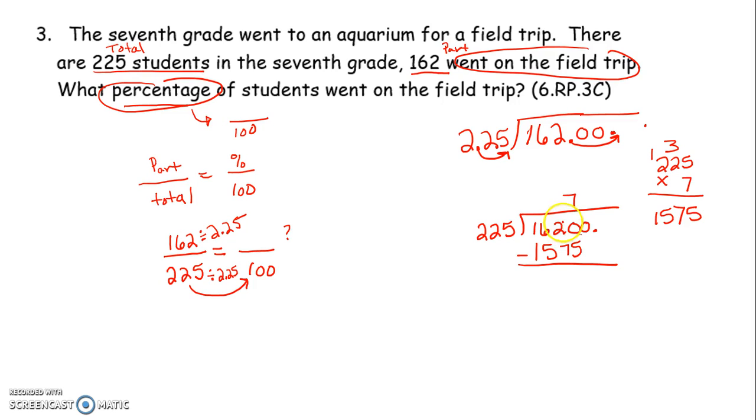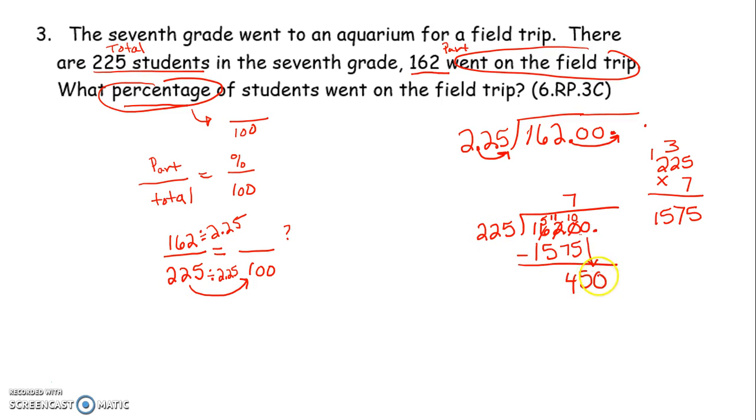Can't take 5 from 0, borrow from that 2. That 2 becomes a 1, that becomes a 10. 10 minus 5 is 5. Oops, can't take 7 from 1. 6 becomes a 5. That becomes an 11. 11 minus 7 is 4. And 5 minus 5 is 0. 1 minus 1 is 0. Excellent. Then we drag down the 0.